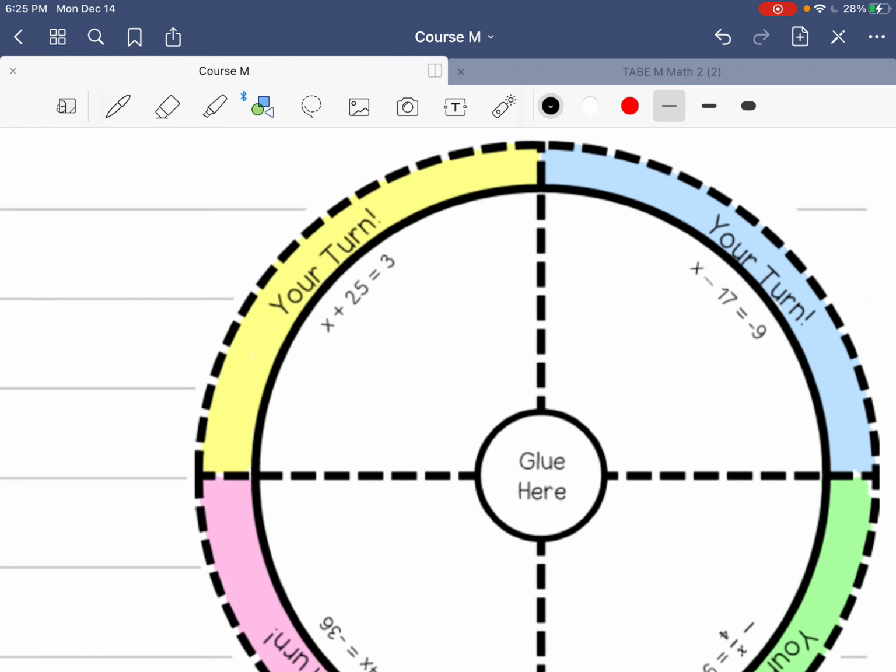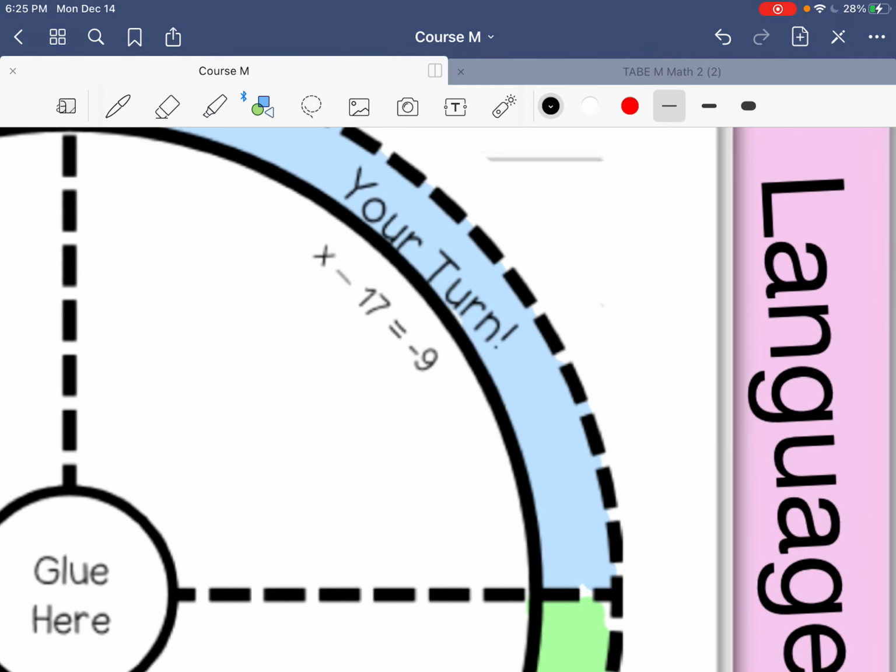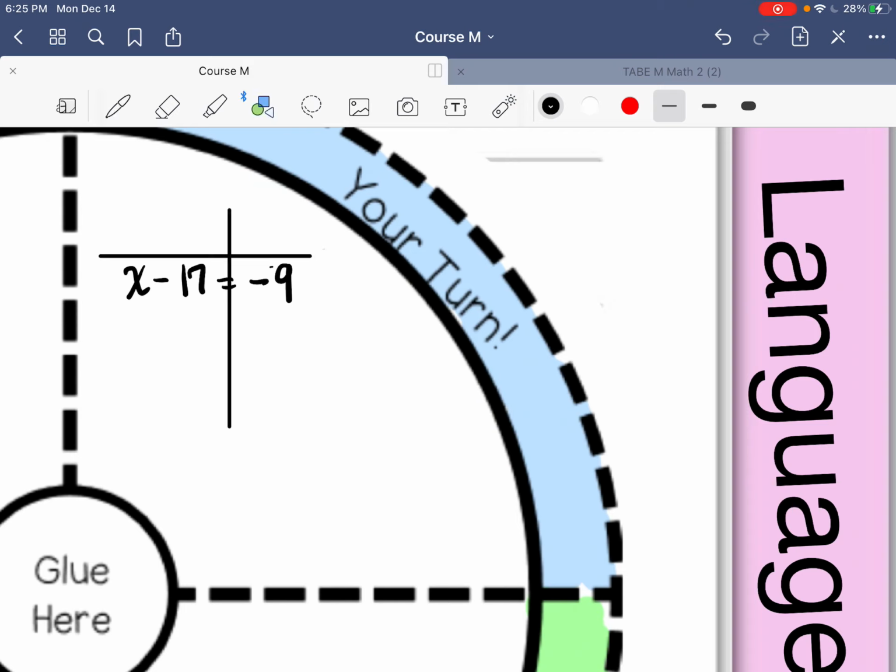Okay, let's go to your turn up here at the blue part. And let me white out this bit. Okay, and I'll have to copy my problem down. It is x minus 17. That's where the subtraction equation comes from, equals negative 9. Draw the power t. Decide which is variable and which is constant.